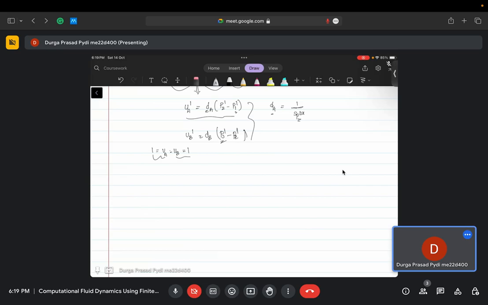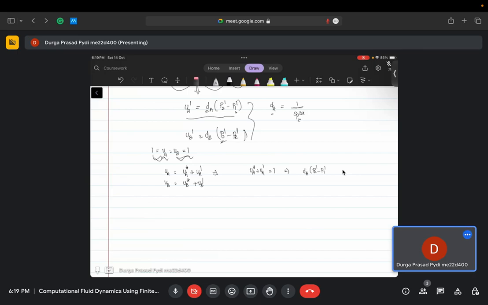That means UA can be up to UA star plus UA prime, and UB can be up to UB star plus UB prime. So when you substitute UA and UB like this and apply your continuity equation, what is the expression you will get? UA star plus UA prime is essentially 1. That gives you dA times (P2 prime minus P1 prime) plus UA star equals 1.